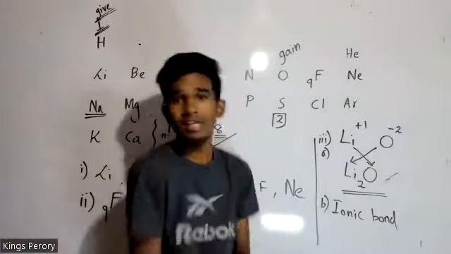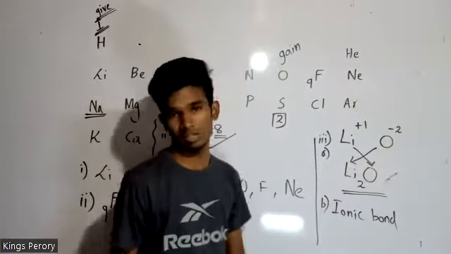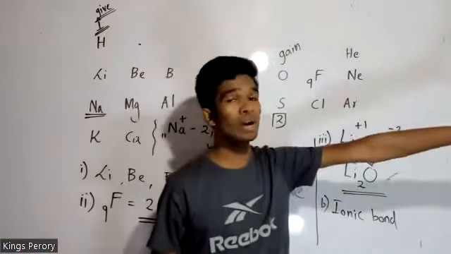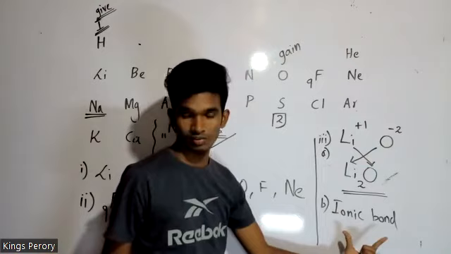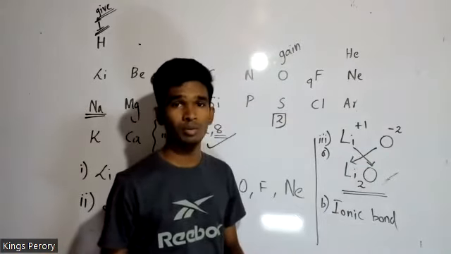Oxygen has taken the electron. That's why it has formed 2 minus. So lithium has totally given electrons, and oxygen has totally gained electrons. That is how ionic bonds are formed. How are covalent bonds formed?